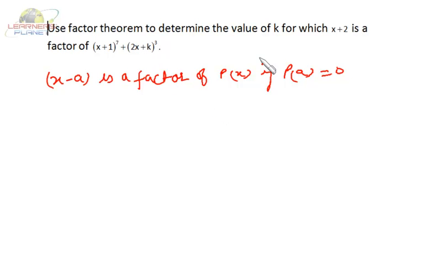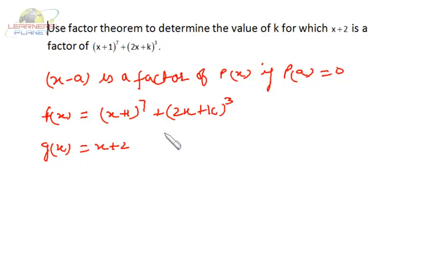Now, in this question, we are given that x plus 2 is a factor of this. So, if x plus 2 is a factor of this polynomial, then if we put x is equal to minus 2 in this expression, the value of this polynomial must be 0. So, let's go step by step. First of all, let's take this polynomial as f(x). Now let this polynomial be g(x).